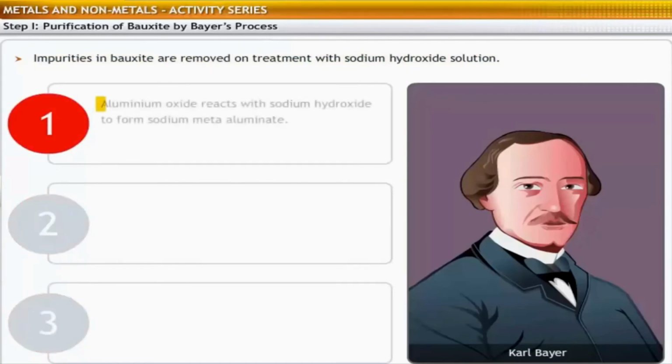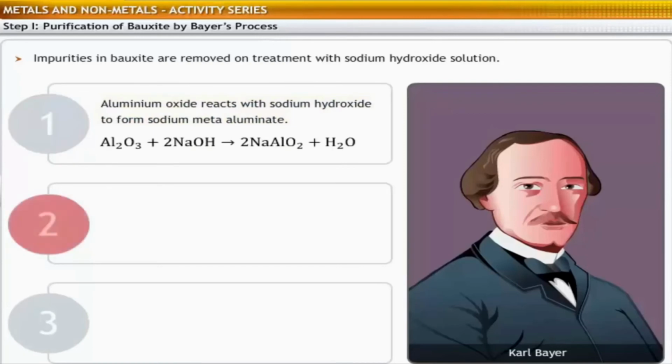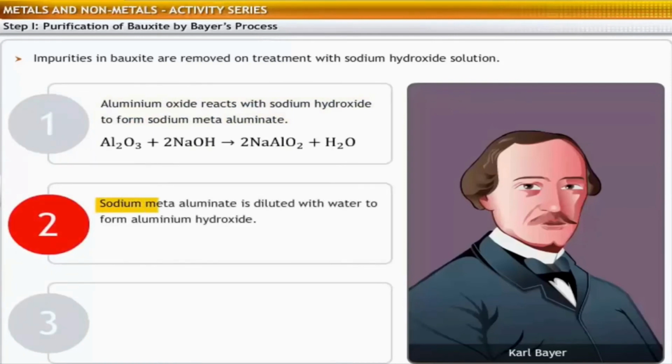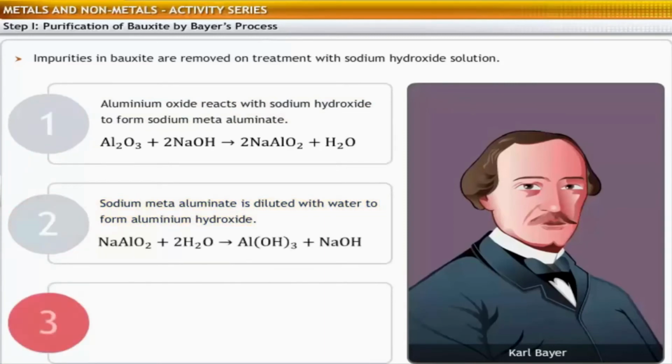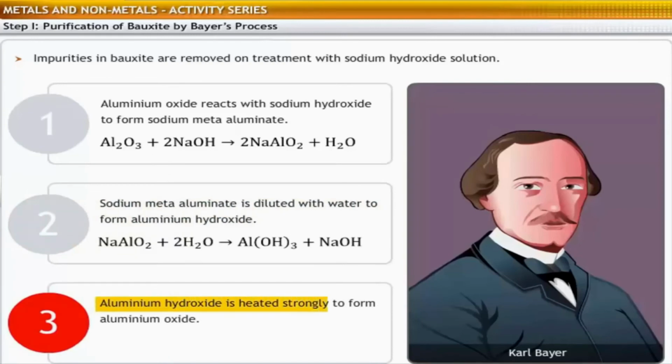In the first step, aluminium oxide is allowed to react with sodium hydroxide to form sodium metaaluminate. In the second step, sodium metaaluminate is diluted with water to form aluminium hydroxide. In the third step, aluminium hydroxide is heated strongly to form aluminium oxide.